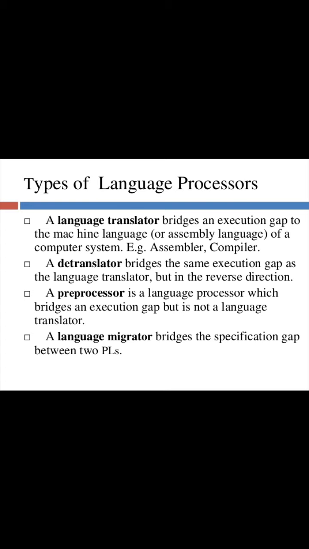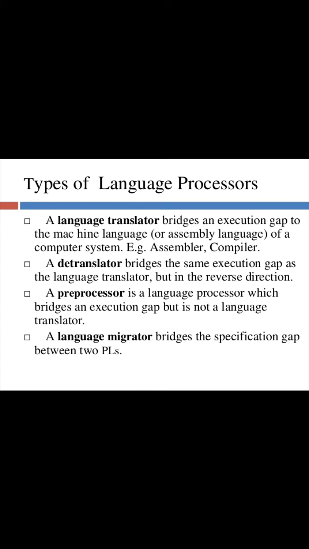Types of language processors. A language translator bridges an execution gap to the machine language or assembly language of a computer system, for example, assembler and compiler. So, what is a compiler? A compiler is a translator which takes a high level language as input, processes it, and gives machine language code as output.